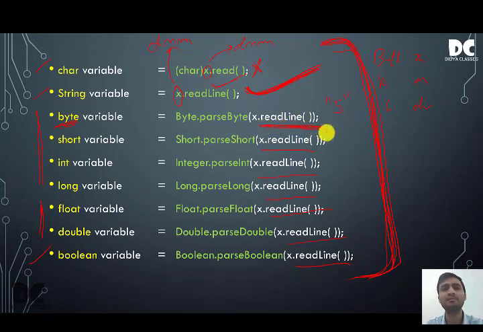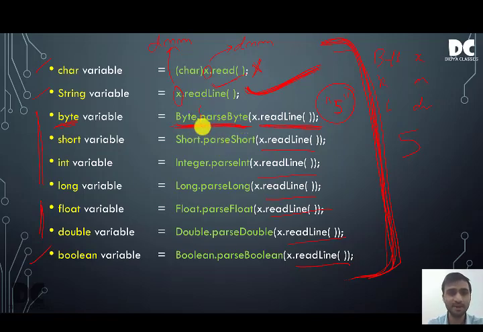String means value within double quotes. So when you input 5, it will take it as a string. But we don't need string 5. We need a number 5. So for that, we have to convert this string value to byte value. Conversion from string value to byte value. For that, we have to write this line, byte.parseByte.